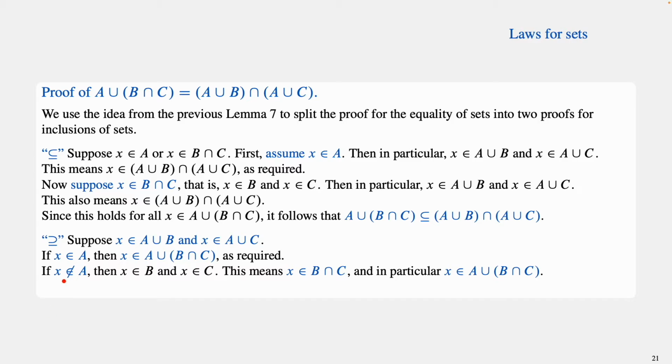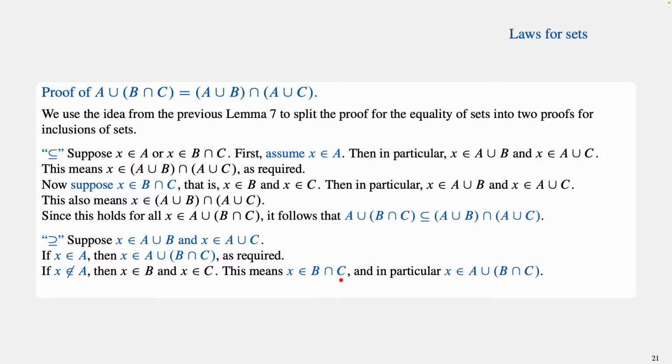If x is not in A, so x satisfies this, but if x is not in A, then x must be in B and x must be in C. Because it's in the union of A and B, but if it's not in A, then it must be in B. And similarly here, if it's not in A, it must be in C. So x not in A means x is in B and x is in C.